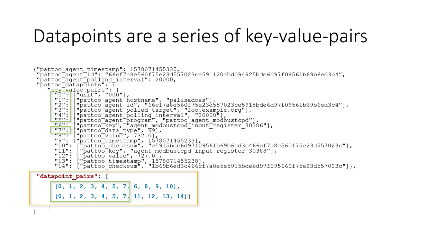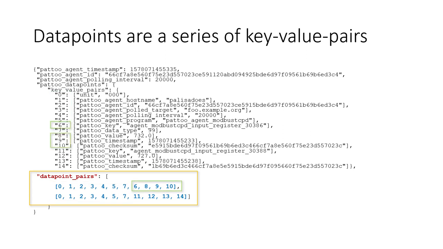They have the section or the set number 0, 1, 2, 3, 4, 5, and 7. And so you can see here that the host name is the same, the Pattoo agent ID is the same, the target that has been polled is the same. In this case, it's foo.example.org. The polling interval is the same. The name of the agent program that got this information is the same. And the type of data is the same. All of these 0 through 5 and number 7 are the same between the two sets of data points. But then after that, they diverge.